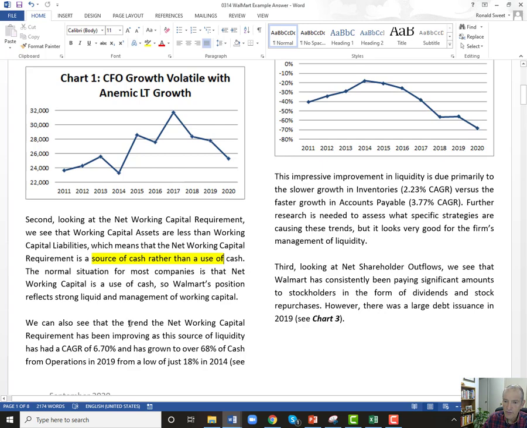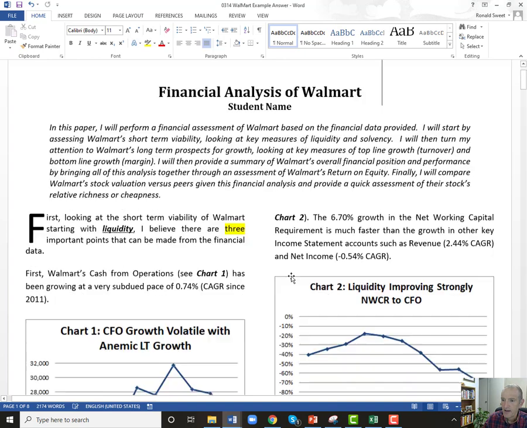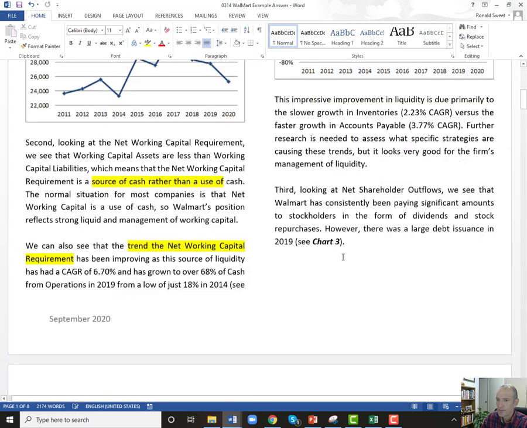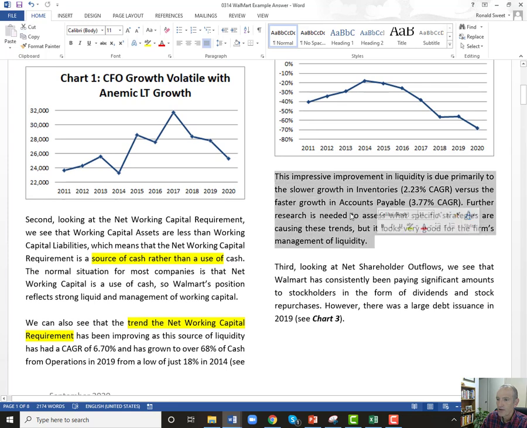Secondly, we're going to look at the trend in net working capital. So there's a couple of things under the second thing. And that's where we look at the graph of net working capital requirement as a percentage of CFO. And we can see liquidity is improving strongly. I could have said improving strongly, especially since 2014. But here I put in some growth rates. I could have put in extra data from 2014 because that's when it happened. The last thing I do is say, why is that going on? And here I can say it's because the growth in inventories is less than the growth in payables. Here I could have strengthened this a lot by adding extra analysis related to 2014.